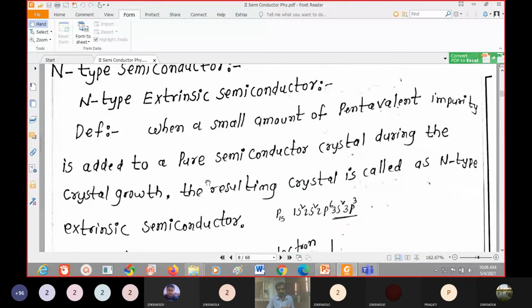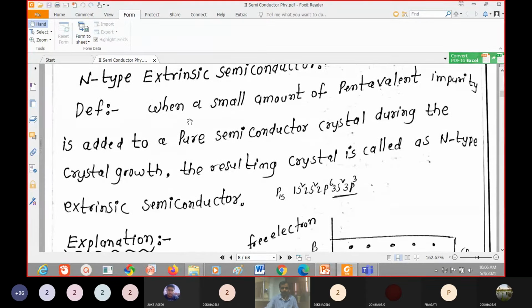So, n-type extrinsic semiconductor. What is an n-type extrinsic semiconductor? When a small amount of pentavalent impurity is added to a pure semiconductor crystal during the crystal growth, or the manufacturing or crystallization process, the resulting crystal is called an n-type extrinsic semiconductor.